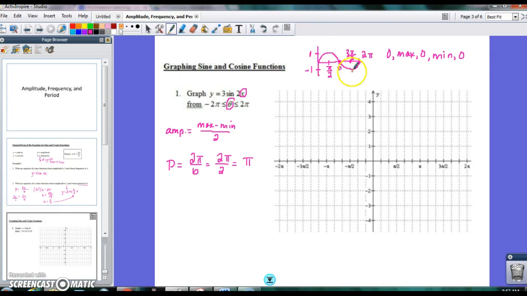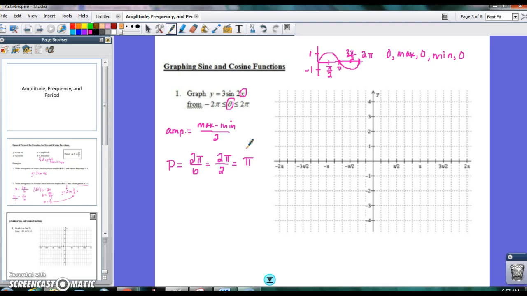One cycle is completed in 2 pi radians. For this particular graph, I'm going to complete one cycle in pi radians. So basically, I'm squishing it in. I'm getting more done in pi radians. I'm fitting that whole cycle into pi radians.